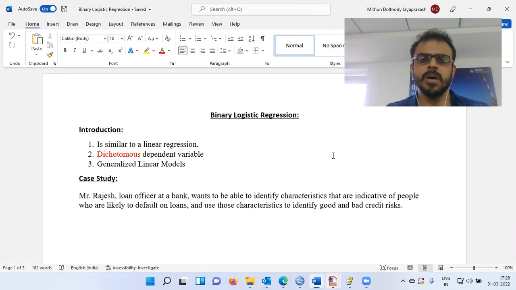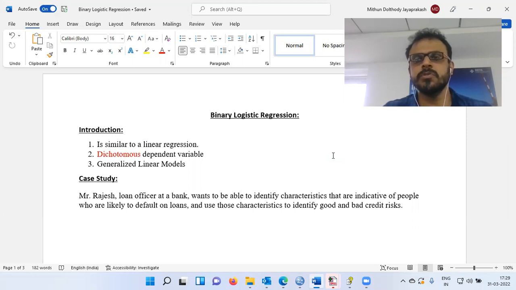It is very similar to a linear regression model. Then you may ask me, what is the difference between linear regression model and a binary logistic regression model? The operative word when I say binary logistic regression model is binary. So binary logistic regression model is well suited when you want to model a dichotomous dependent variable. And thirdly, it is part of what is called as generalized linear models.